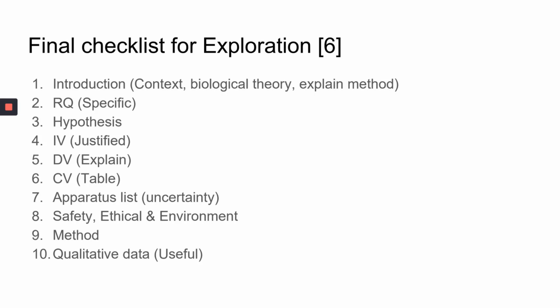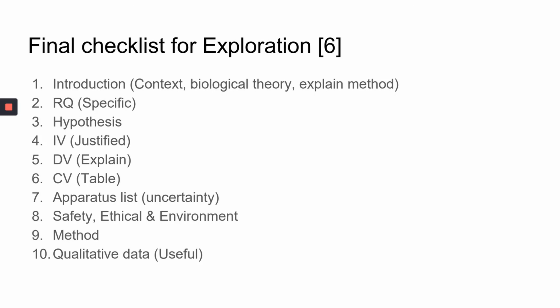We've mentioned these in the previous part. IV, to justify it, you can use the pilot study. DV, you need to explain how to interpret your experiment result with the dependent variable. CV is in a table format: the CV items, why you need to control them and how you can control them. The next one is the apparatus list and the chemical list. The apparatus list does need to have the uncertainty. And of course, you mention the safety, ethical, and environmental considerations; you need to elaborate a little bit on those as well.